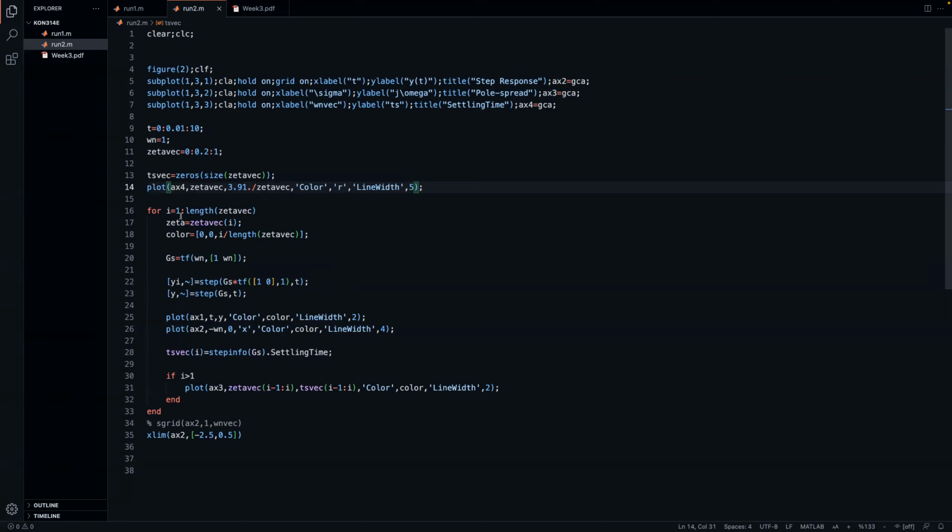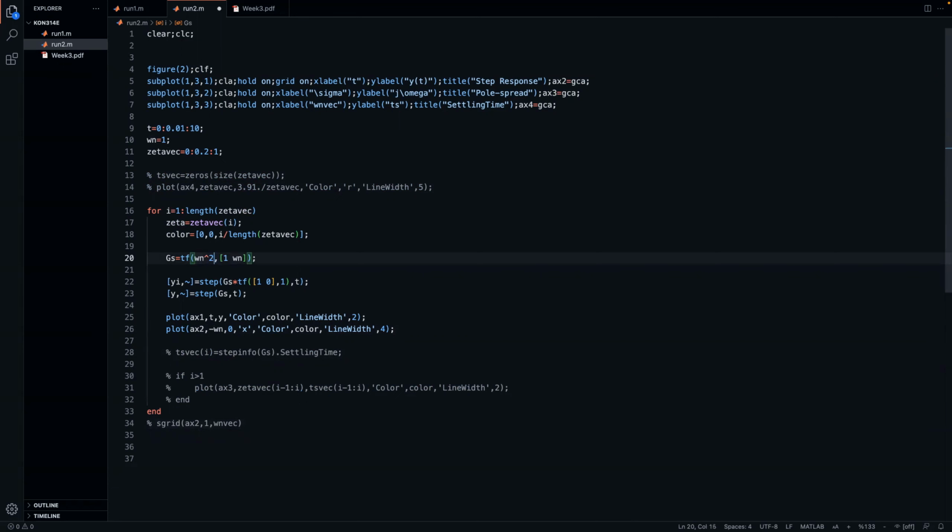And let me actually hide this setting time for now, because that's going to be interesting. So, of course, this does change. And these are also going to change, but yeah, let's see.